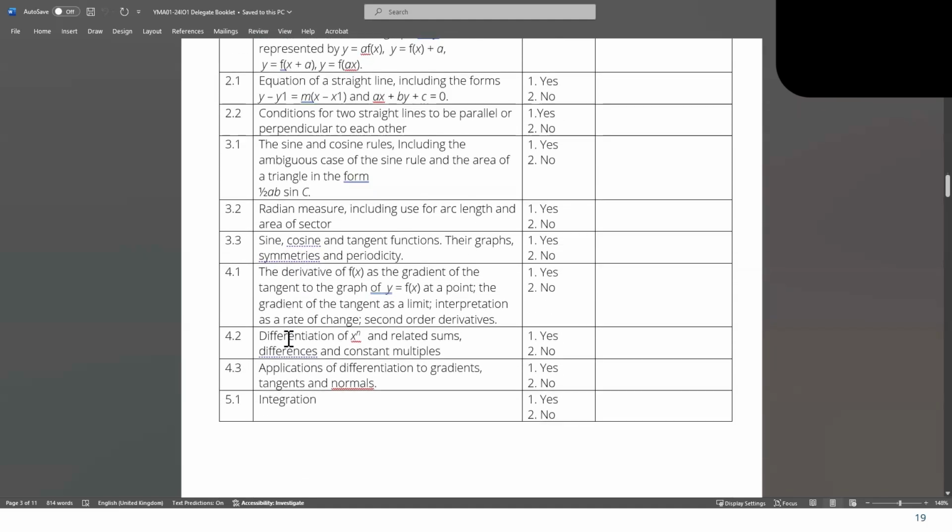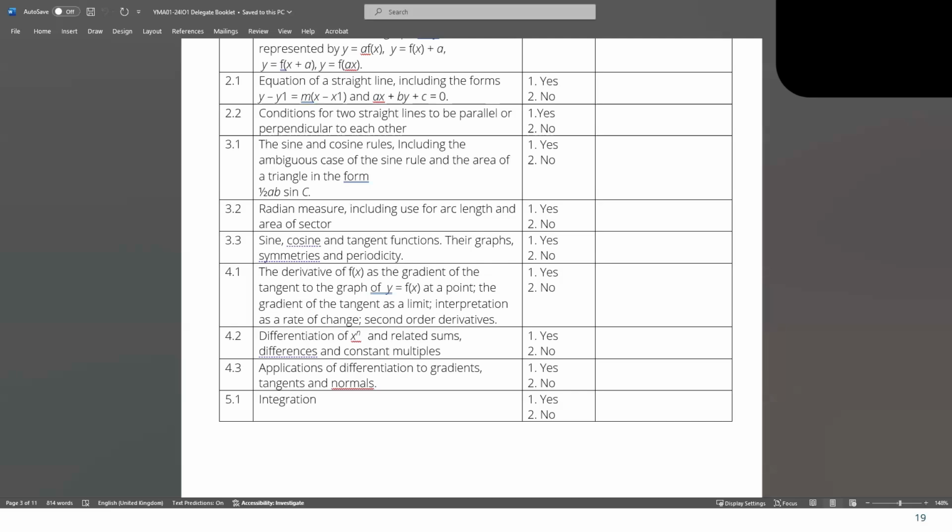So then 3.3, sine, cosine, and tangent functions, the graphs, symmetries, and periodicity, that is a yes. We then go to the derivative of f of x as a gradient of the tangent to the graph of y equals f of x. At a point, the gradient of the tangent as a limit, interpretation as a rate of change, second order derivatives. That one is a yes, but expect more sophisticated questions and treatment in the international A-level.